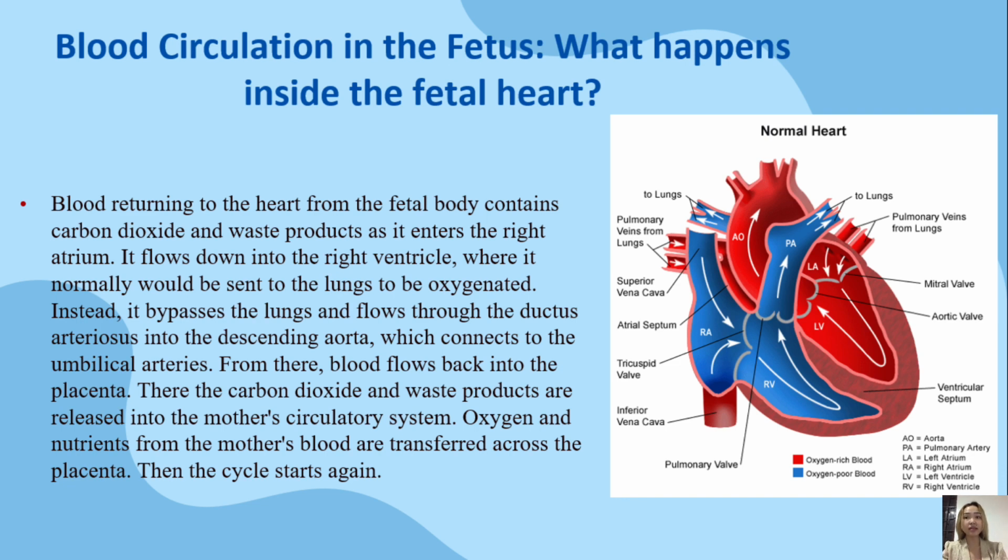Instead, it bypasses the lungs and flows through the ductus arteriosus into the descending aorta, which connects to the umbilical arteries. From there, blood flows back into the placenta. There, the carbon dioxide and waste products are released into the mother's circulatory system. Oxygen and nutrients from the mother's blood are transferred across the placenta. Then, the cycle starts again.